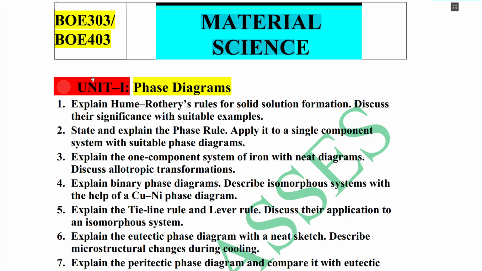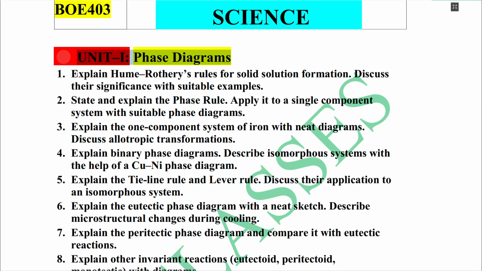Here we first discuss unit number one, which is phase diagrams. In unit one, our first question is: explain the Hume-Rothery rule for solid solution formation. Discuss their significance with a suitable example. In the second question, state and explain the phase rule. Apply it to a single component system with a suitable phase diagram.